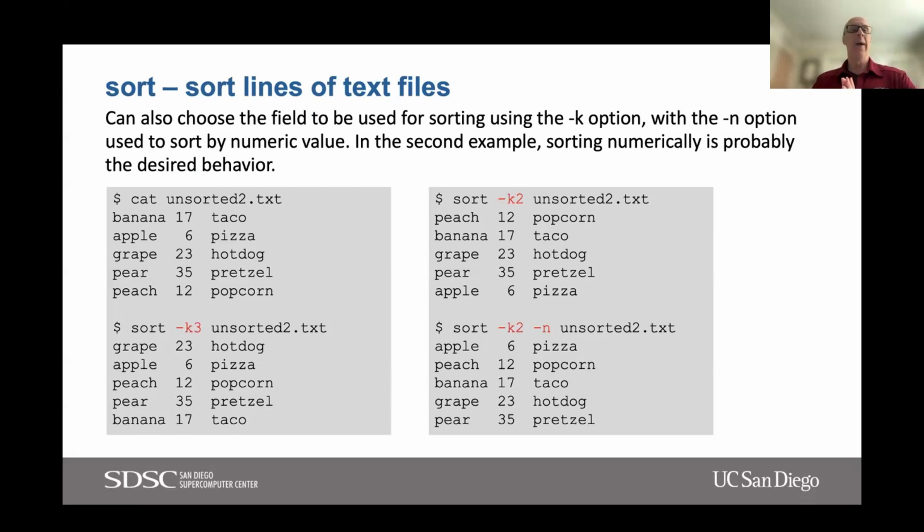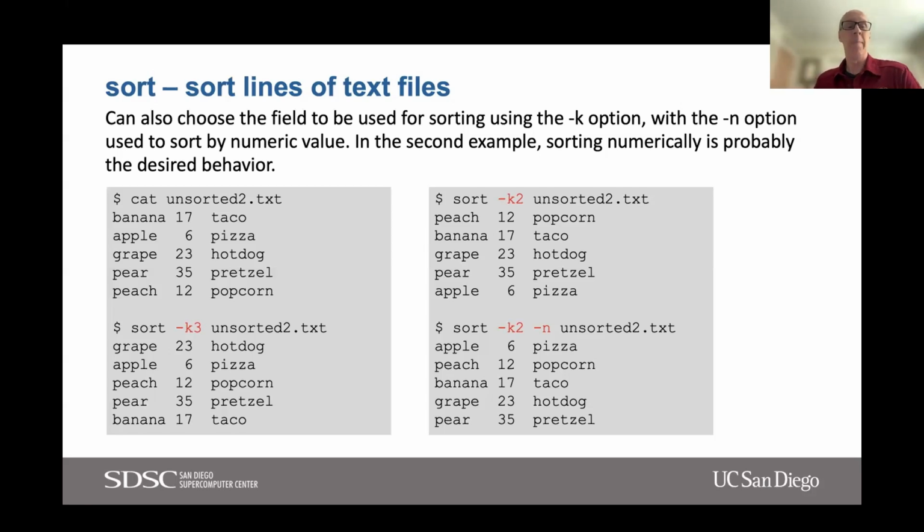Now, if that was all that sort could do, the utility would be a little limited, but there's much else that we could do with sort. And to me, the most convenient one is that you can choose the field that you want to sort on. So if you're familiar with using Excel spreadsheets, I'm sure you've done this many times, where you might sort by the first column, the second column, or so on. You can do the same thing with the Linux sort. And the way we control this is with the -k option. We can also choose to sort by numeric value using the -n option.